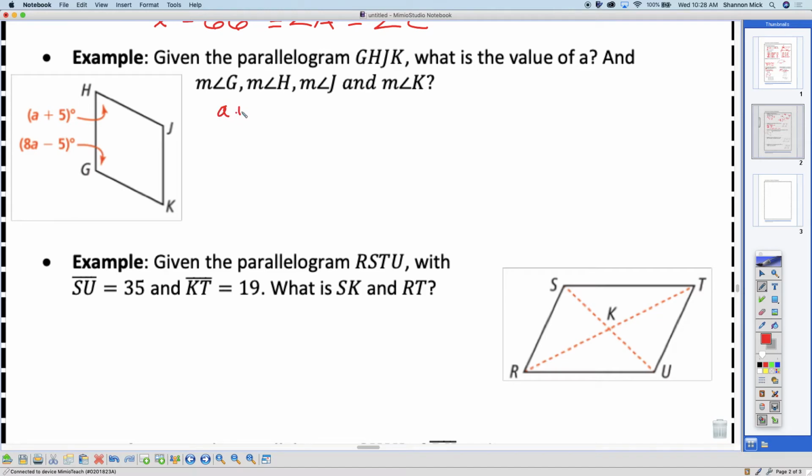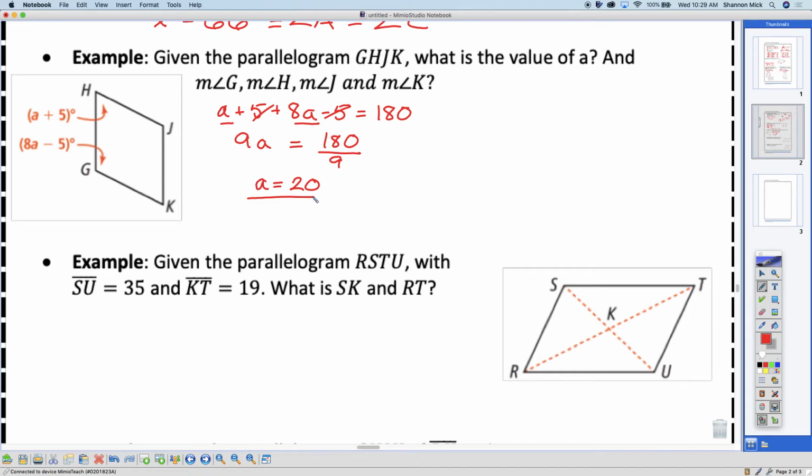So A plus 5 plus 8A minus 5 equals 180. I combine like terms. So I have 1A and 8A, so I have 9A. And then I have positive 5 and negative 5, so I have 0. That's always nice, right? And then I do what? Divide by 9, and 9 goes into 180 twenty times. So I have A equals 20.